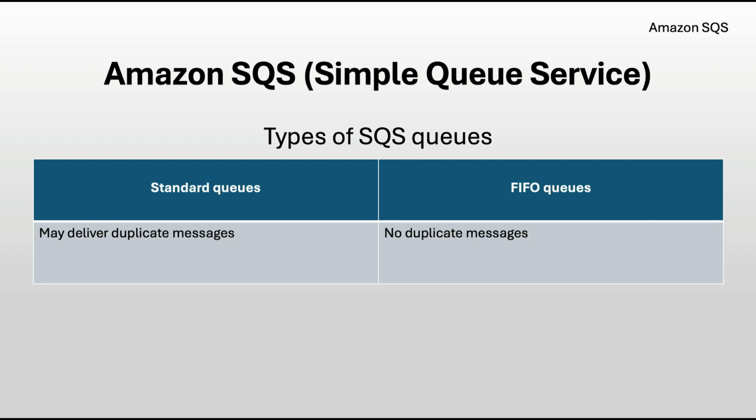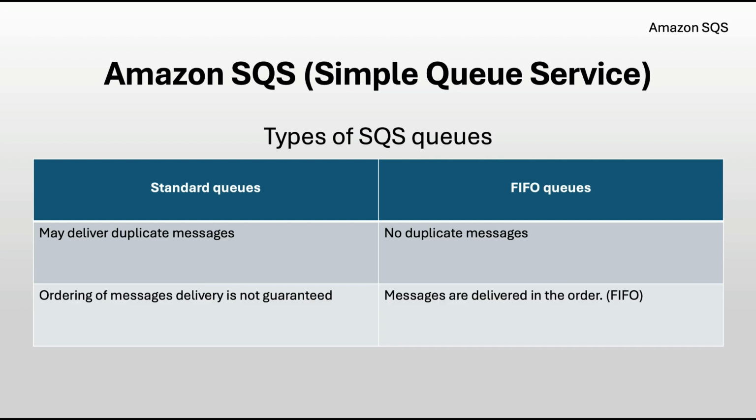And when it comes to the ordering, the message delivery with standard queues will not follow the order, meaning the messages will not be delivered in the order the producer sends the messages. So there is no guarantee for order. Whereas FIFO queues deliver the messages in the order they received from the producer.